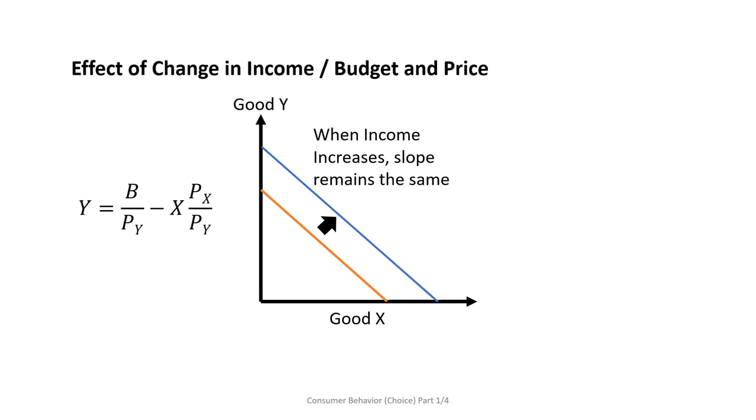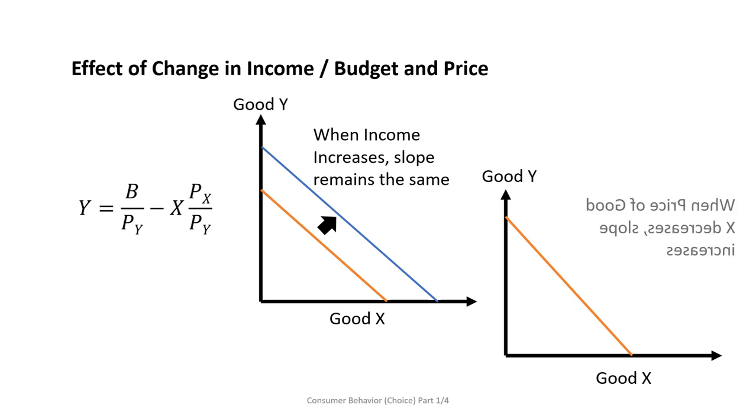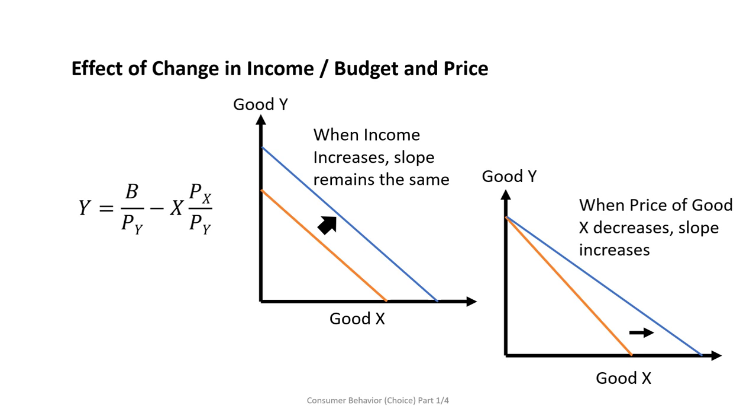However, when the price of a good, say X, changes, there is a change in the slope. If the price of good X decreases, the consumer can now purchase more than the maximum quantity of good X that he or she could afford previously. Therefore, the budget line rotates and its slope changes.